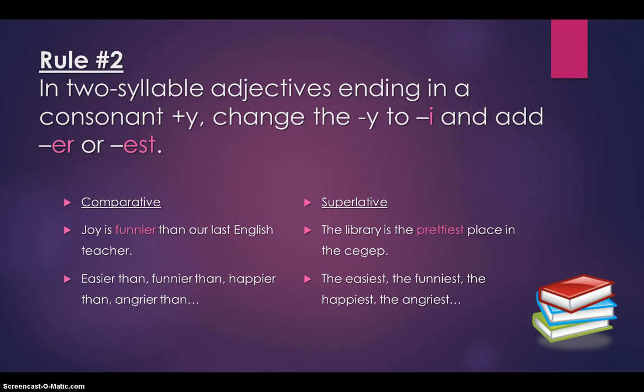For the adjectives easy, funny, happy, and angry, you have the comparative forms such as easier than, funnier than, happier than, angrier than, and their superlative forms are the easiest, the funniest, the happiest, and the angriest.